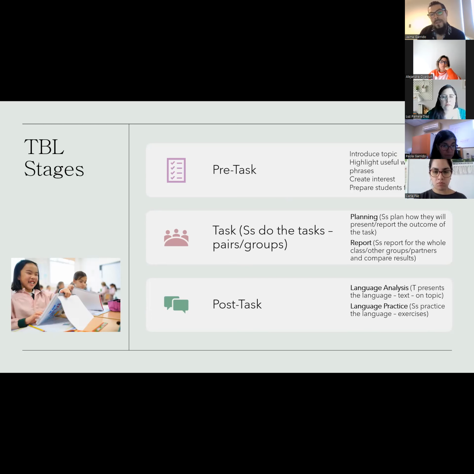And when we talk about a TBL lesson, sometimes we need to be flexible. So probably students are not going to be able to complete the task and present and share everything that they've done in 90 minutes. So we should be flexible in that we could continue the following class, right? Now, how will you go about the post task?